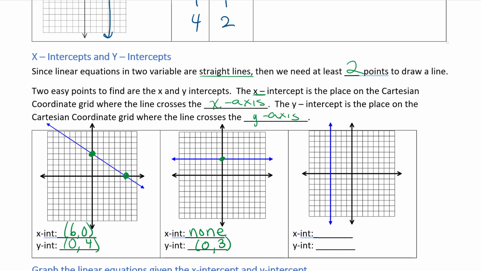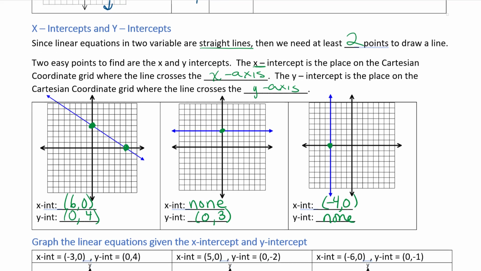Alright, how about this vertical line over here, the third graph? It touches the x-axis at 1, 2, 3, at -4. So the way we write that is -4 left and right, comma, up and down 0. Where does this blue line touch the vertical y-axis? Well, it doesn't. So in that case, there isn't any y-intercept.